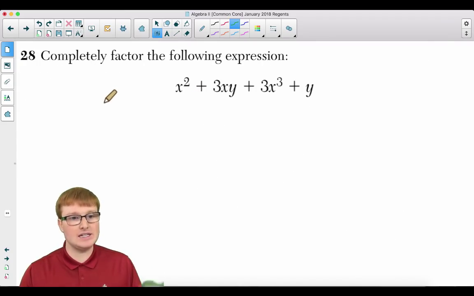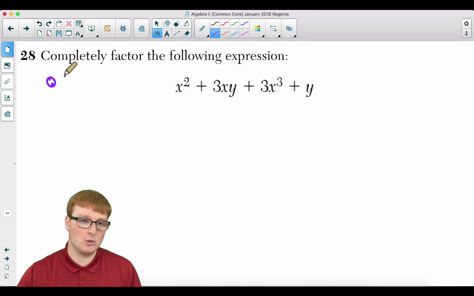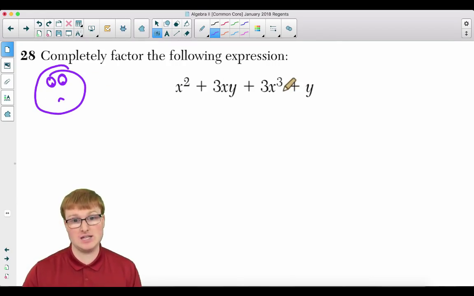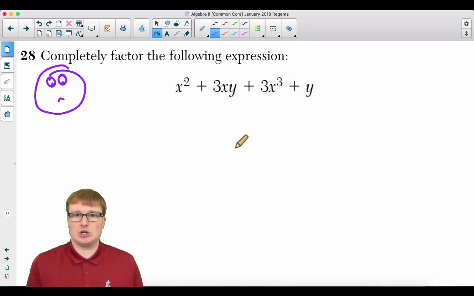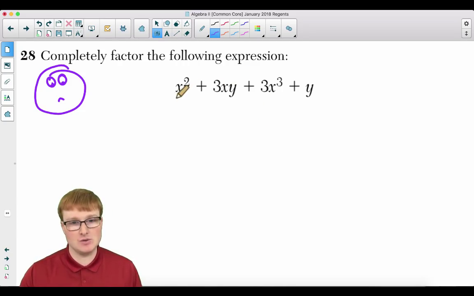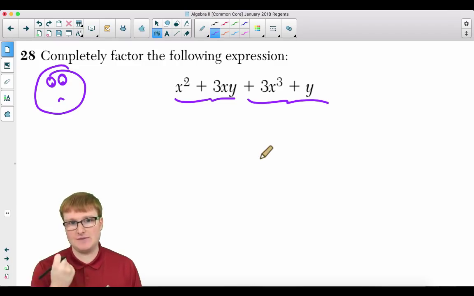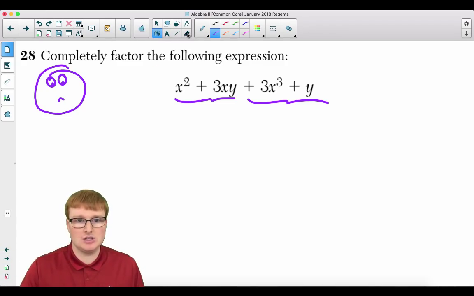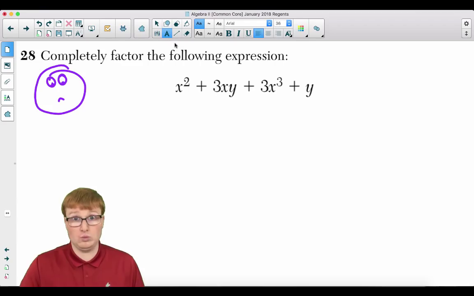Moving on to number 28. Completely factor the following expression. Honestly, I thought that this was a somewhat mean question, because you had to reorder this into a form that you're most comfortable with. Just by looking at it, if it's 4 terms, it's probably going to be group factoring. It is group factoring, I will tell you that. But the problem is you cannot group factor these and pull out a GCF. You can pull out a GCF in the first one, you can pull out an x. But in the second one, there is nothing. So we got nothing.